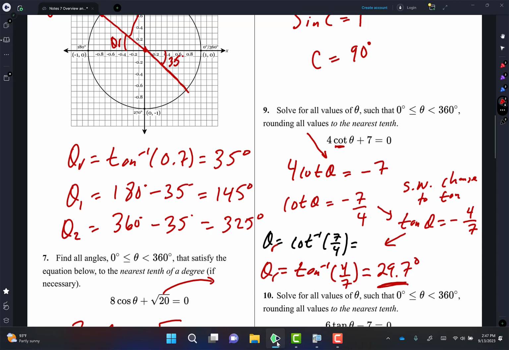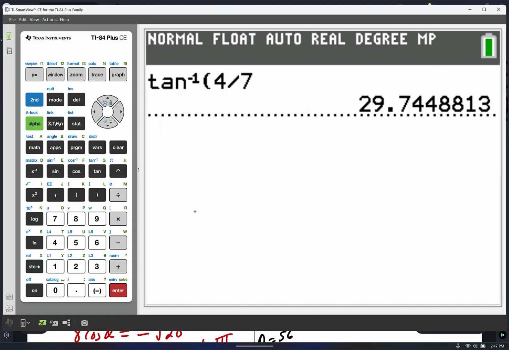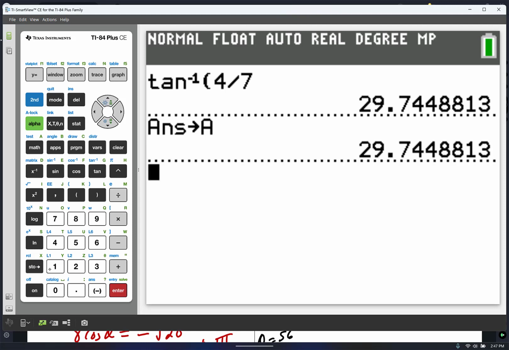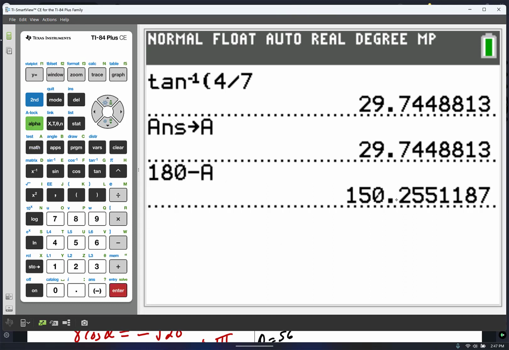So, you know what? I'm going to do something just because I want to make sure that you guys know. I'm going to store this into A. Don't worry, you don't have to do this. As a matter of fact, put your pencils down, just listen. Second and the fourth, look at this. 180 minus A, and I get this value. So this is one angle. I'm going to round it a little bit, 150.3.